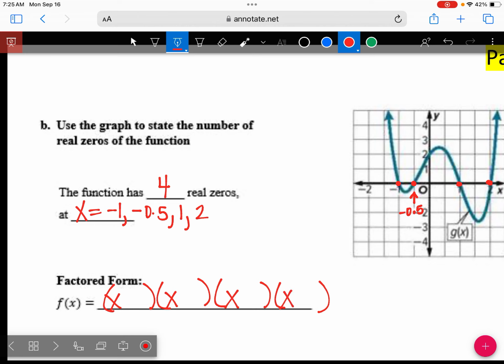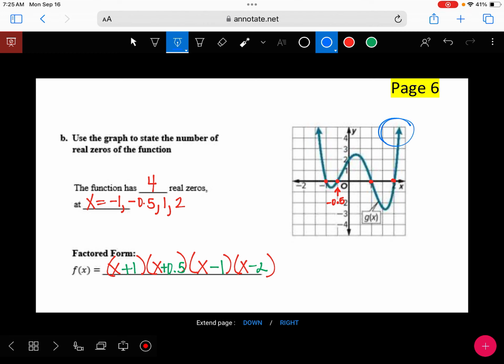And then flip the sign. So instead of a -1 in the first one, I'm going to put a positive 1. Instead of a negative 0.5, I'm going to put a positive 0.5. And then instead of a positive 1, I have a negative 1. And instead of a positive 2, I have a negative 2. Now again, this has a positive leading coefficient because the right arrow is going up, so I don't need to put anything in front of that first parentheses.